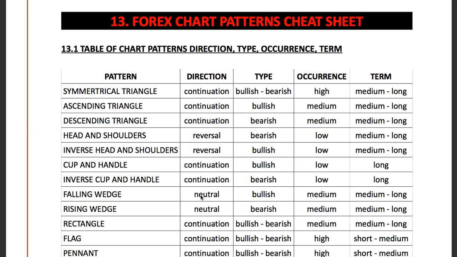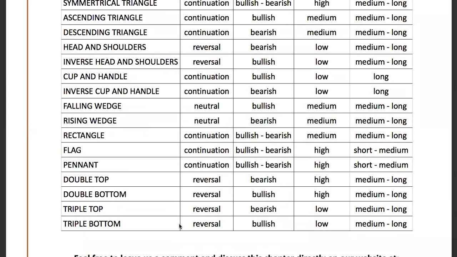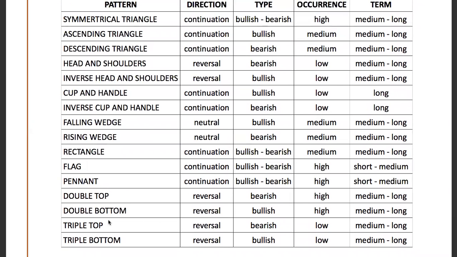And its direction can be neutral. That is, it can be a continuation or a reversal pattern. It can be medium to long term. The rising wedge is just the direct opposite. The rectangle, we talked about that. The rectangle looks just like the double bottom or the double top.